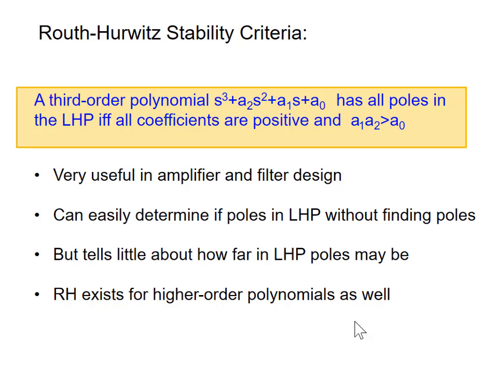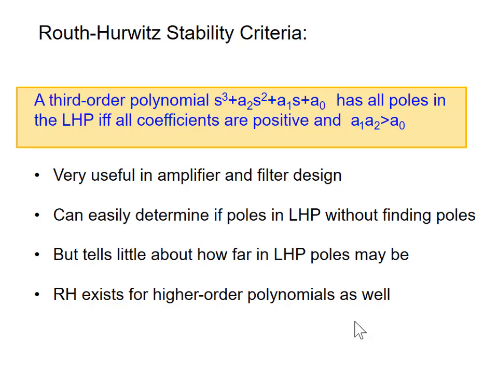So this Routh-Hurwitz criteria is useful in amplifier and filter design. We can easily determine if the poles are in the left half plane without finding the poles. Usually analytical calculation will do us. We can also write down Routh-Hurwitz criteria for higher order polynomials. So if you want to look at a 4th order or 5th order polynomial, Routh-Hurwitz criteria becomes a little bit tedious when the order gets past 4. 4 is pretty manageable. 5 and higher, pretty nasty.